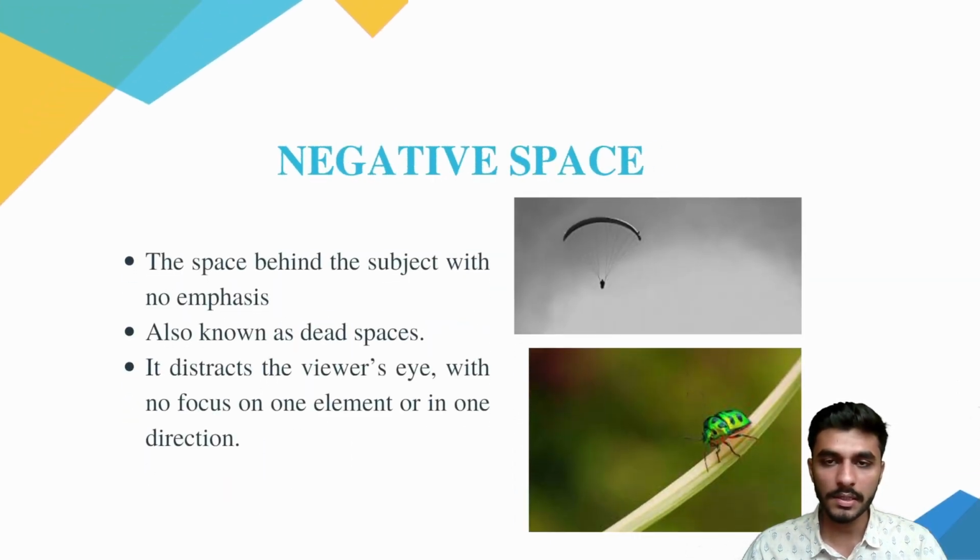The next principle is negative space. In many photos you can see that there is only a single object, and the rest of the photo is covered in a single space, or it's nothing but something that distracts our eyes from the main object, the space behind the subject with no emphasis, also known as dead space. It distracts the viewer's eyes with no focus on one element or in one direction.